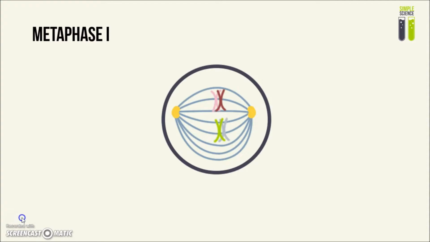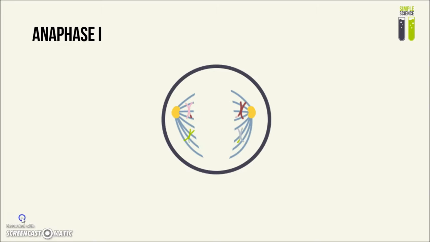Next, we have metaphase 1, which is basically just when the homologous chromosomes line up at the equatorial plane of the cell due to the spindle fibers contracting a little and pulling them into place.